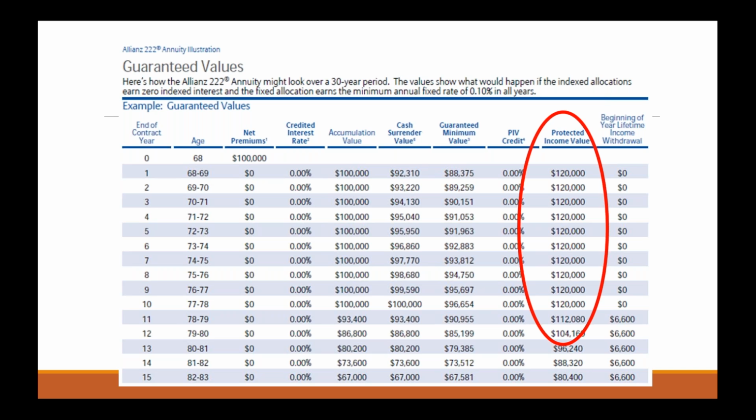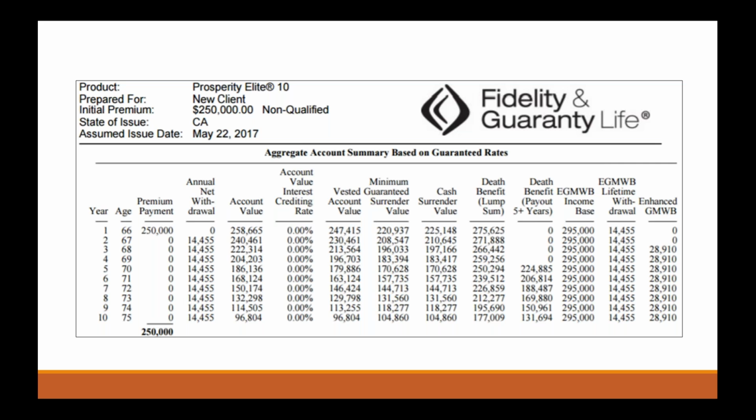And the problem is, okay, on this one, here's where the income account value is. You notice it doesn't grow for the first 10 years. Why not? Well, here comes the lifetime income. It's down over here on the far right side. Now let's look at another one, Prosperity Elite, our number one seller for the last 2 years.